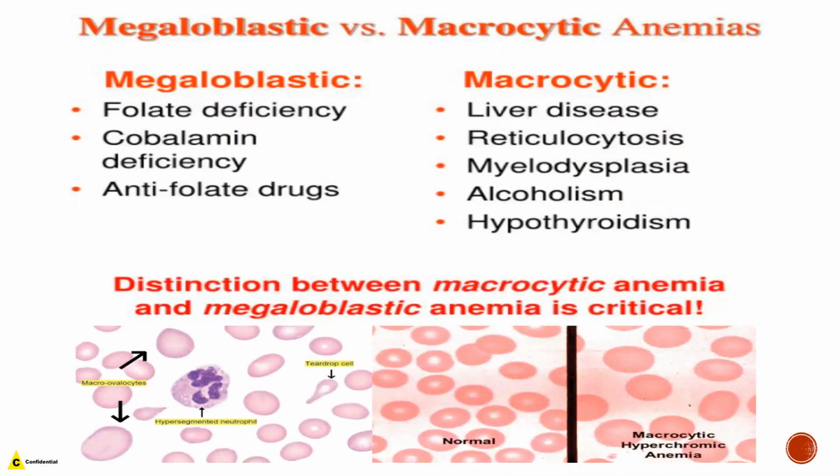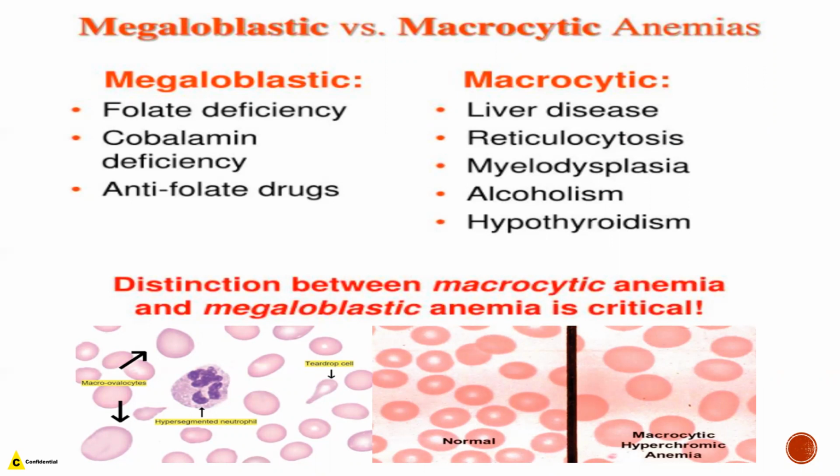Megaloblastic anemia usually appears due to folate deficiency, cobalamin deficiency, and anti-folate drug regimens. Macrocytic anemia is usually due to liver diseases, reticulocytosis, myelodysplasia, alcoholism, or hypothyroidism.